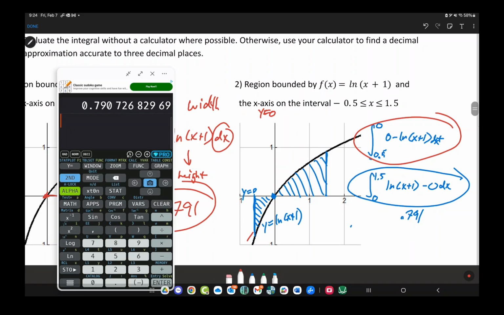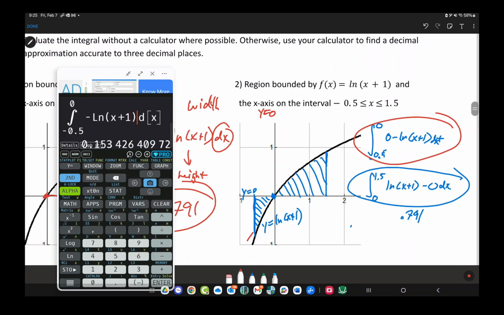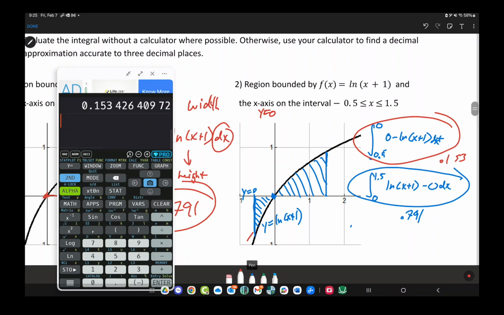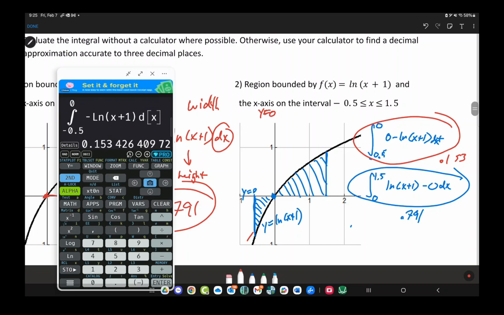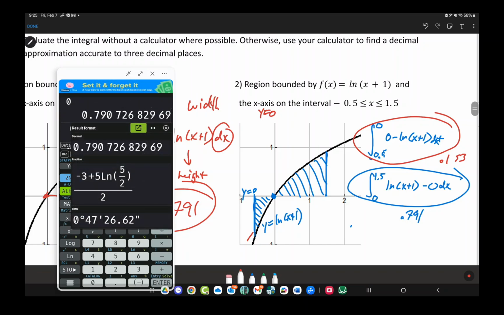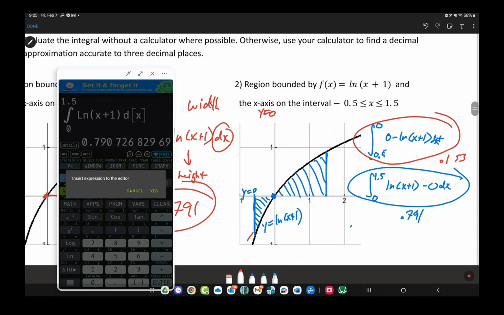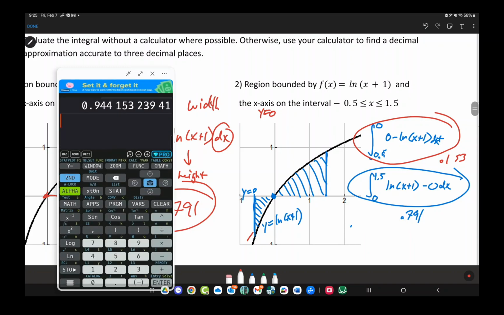So, -0.5 to 0. Again, 0 minus the natural log of x plus 1 is just negative natural log of x plus 1. So I get 0.153. I'm going to add those together, so plus. If I add them together, yeah, they still add together to 0.944.